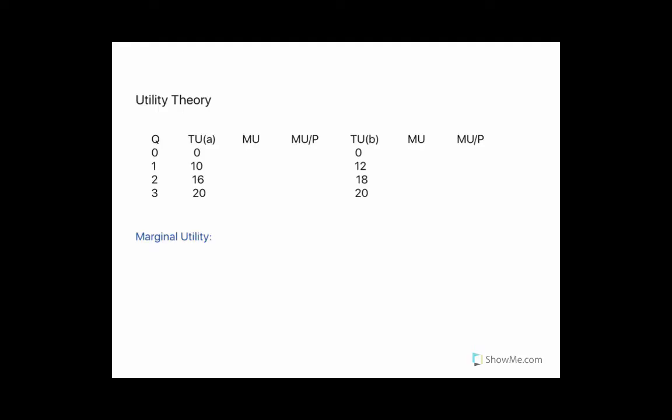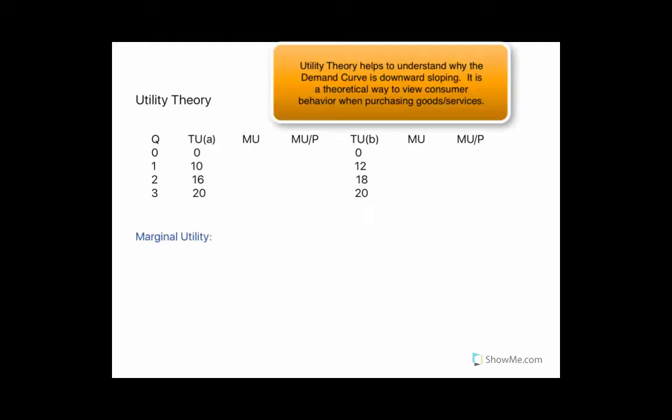Okay, so now we're going to start our review of utility theory. This is what we're given for this example. We're given quantities and total utility for goods A and B. Here are goods A and B.